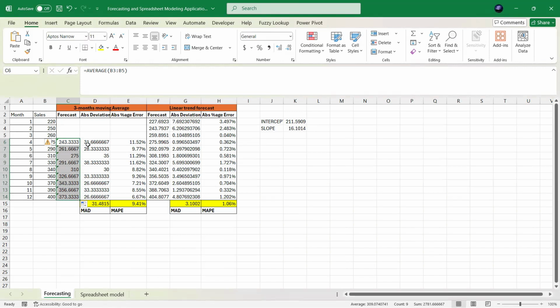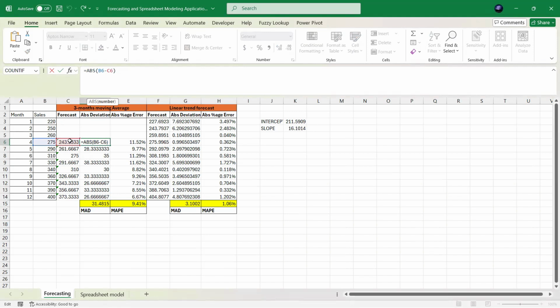To find the absolute deviation, I calculated the absolute value of the difference between sales and forecast value in cell D6. Absolute percentage error is calculated by the formula as absolute deviation divided by actual sales values times 100. In cell E6, I take cell D6 divided by cell B6 times 100 and then drag the formula down to E14.